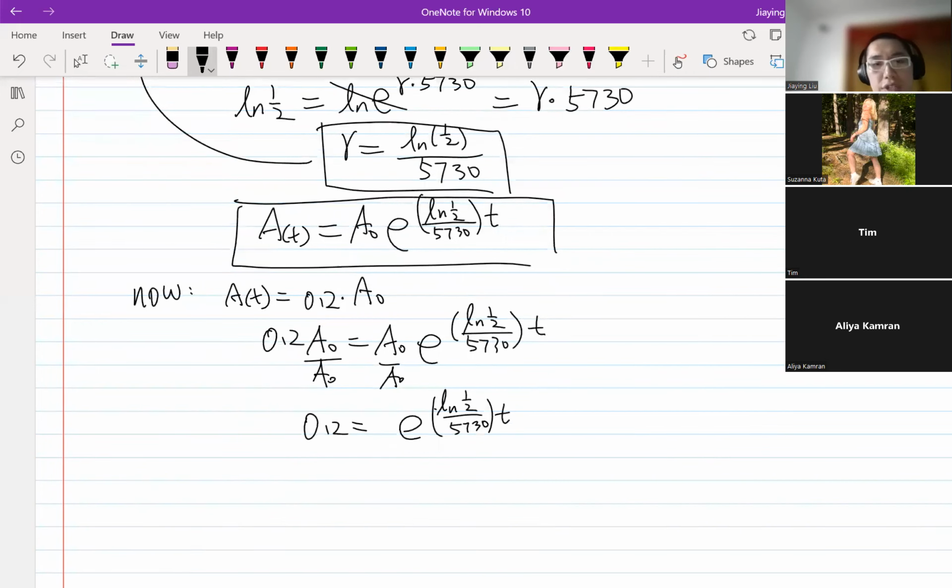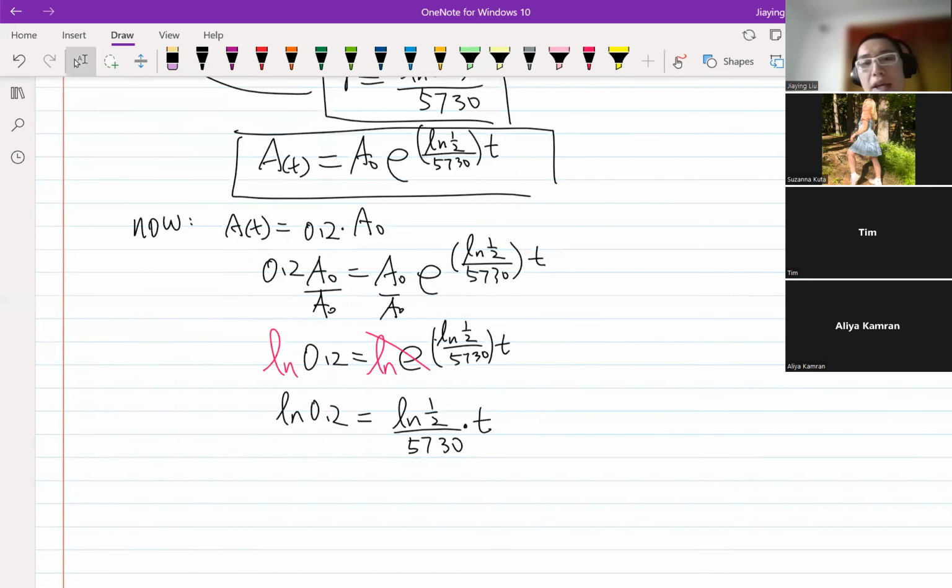And how do we solve for t? Well, just like we did before, we solved for the rate. Now we're just going to take the natural log on both sides. This cancels, so we get natural log of 0.2 equals natural log of 1/2 divided by 5,730 times t. And we're solving for the t here.